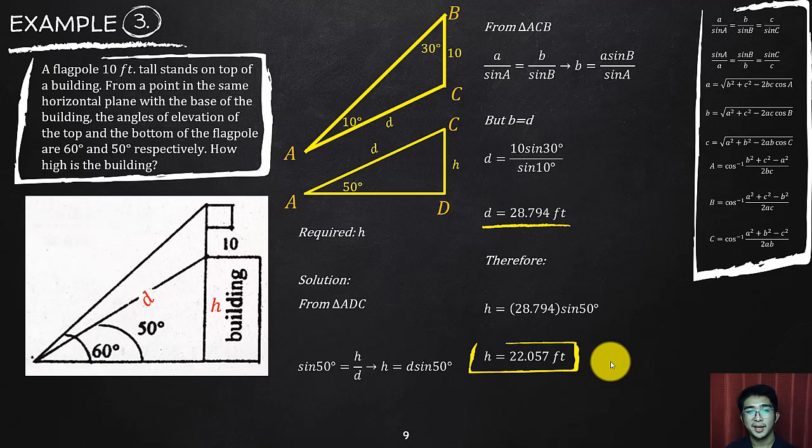So this is now a combination of oblique triangle and right triangles. In reality, you can solve almost any type of problem now that we've discussed right triangles and oblique triangles. And I hope everything was clear.